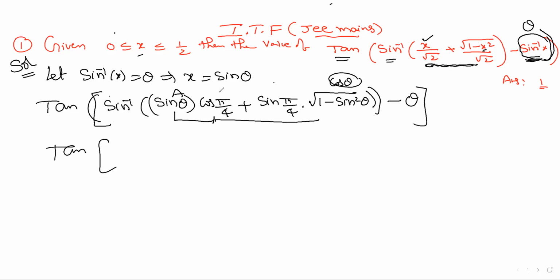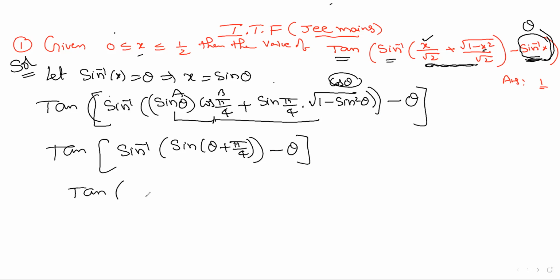Sin A cos B plus cos A sin B, we have the formula sin of A plus B. Sin A plus B is nothing but sin of theta plus pi by 4 minus theta. Now sin inverse and sine get cancelled. What we get? Theta plus pi by 4 minus theta. Here theta also cancelled. Tan 45 degrees, value 1. What is the answer here? 1.